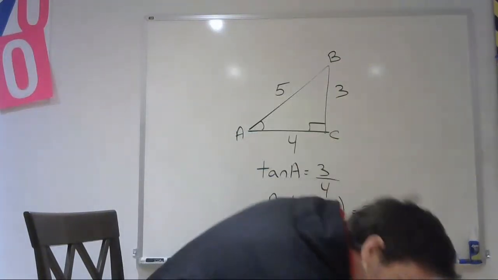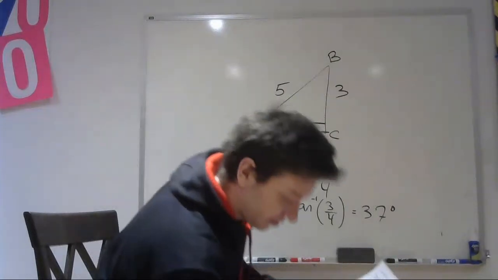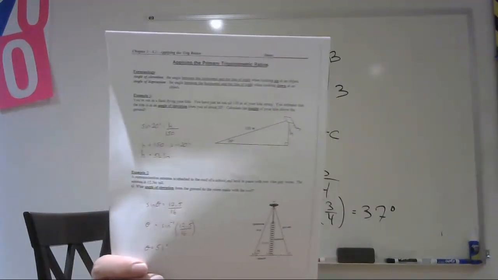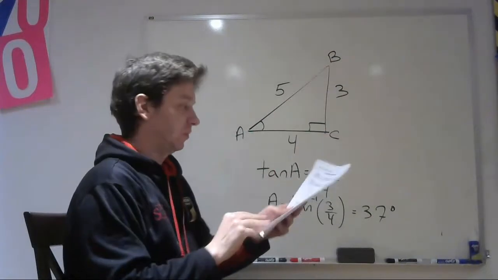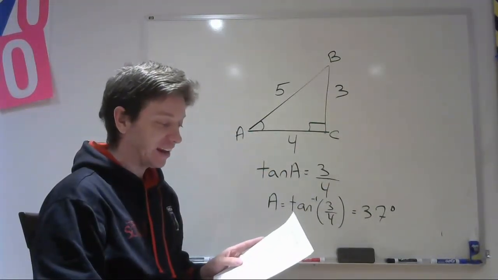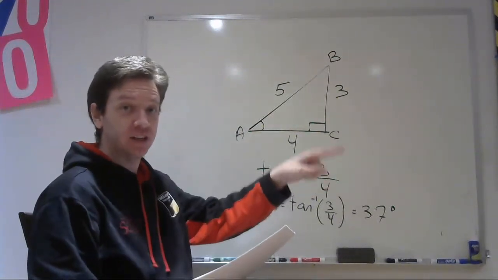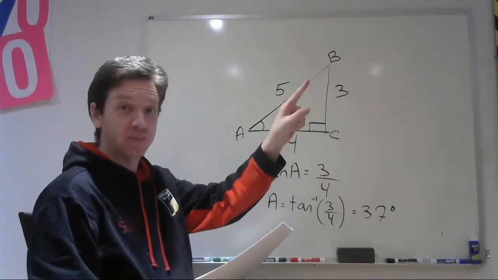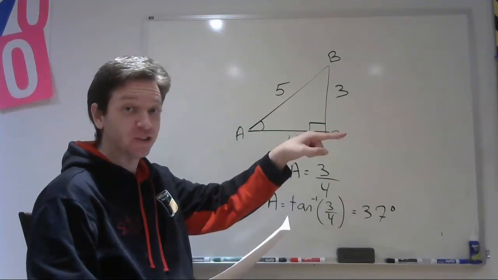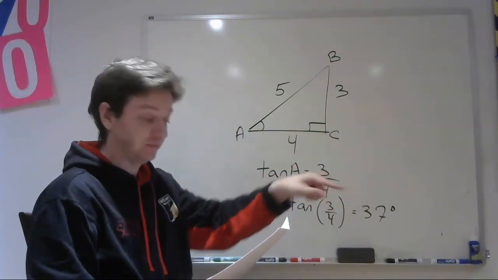Next page looks like this. So on this page we have 2 new terms. We have the angle of elevation and we have the angle of depression. Angle of elevation is just the angle that you're looking up at, so from here to here. Angle of depression would be the angle you're looking down at, so from the horizontal down, so this angle.